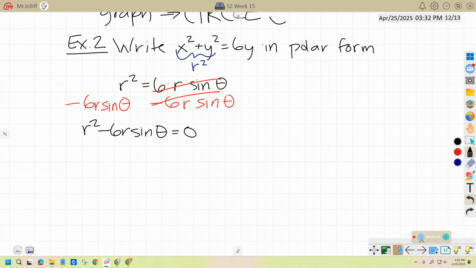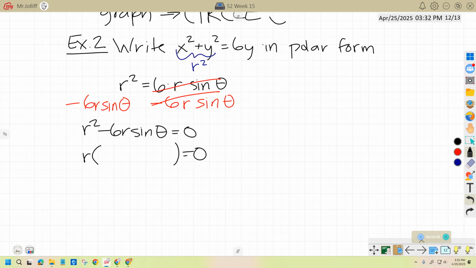And when I see squareds floating around, I start thinking about things like factoring. Is there something that I can factor out of both of those terms? What do they have in common? What shows up in both terms? R, perfect. Let's pull an R out and then look at what's left over.